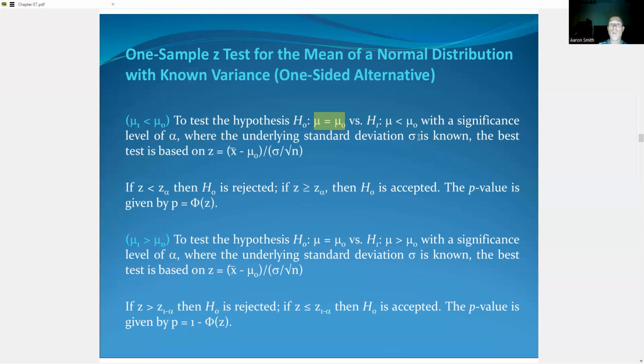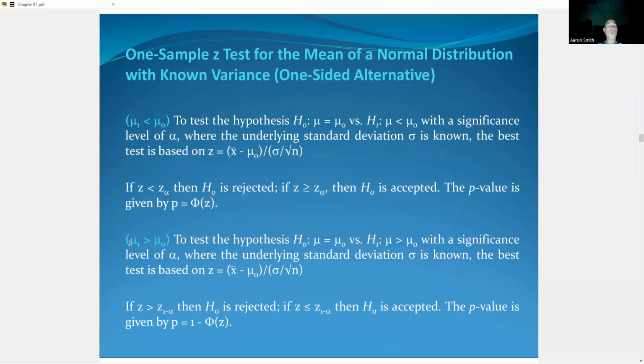This is important. The best test is based off of, it's basically the same fraction, but instead of S, I have a sigma. If Z is less than our cutoff, then we will reject the null hypothesis. If Z is greater than or equal to the cutoff, then we fail to reject the null, and the null is accepted. And we can also do the p-value method by computing the p-value off of it.